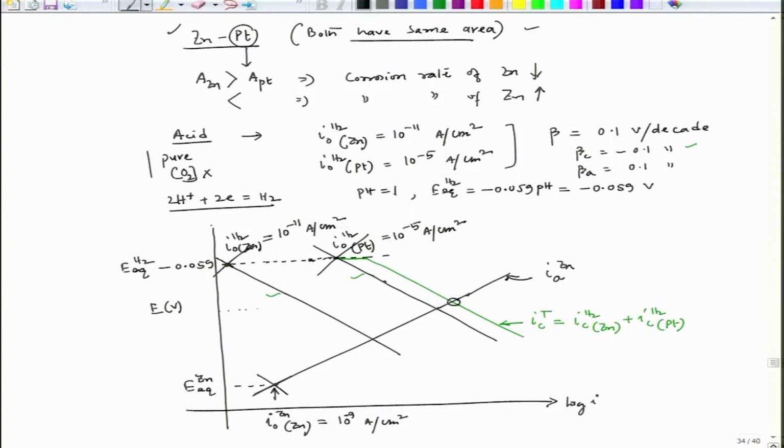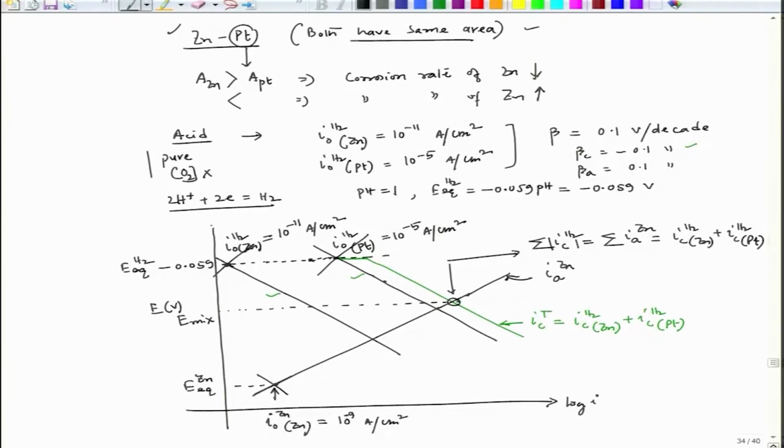Now, I could see that as per the mixed potential, this point is the E mix. And here we maintain IC hydrogen equal to IA zinc equal to IC hydrogen over zinc surface plus IC hydrogen over platinum surface.